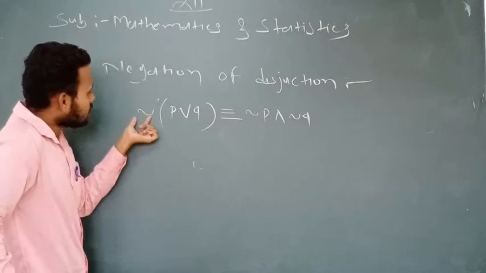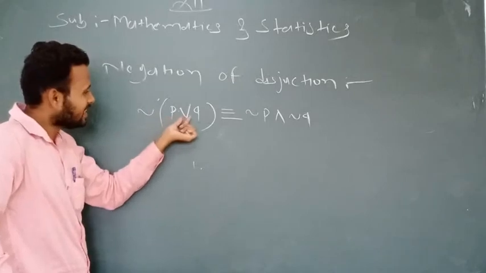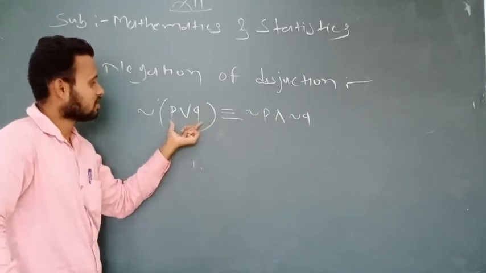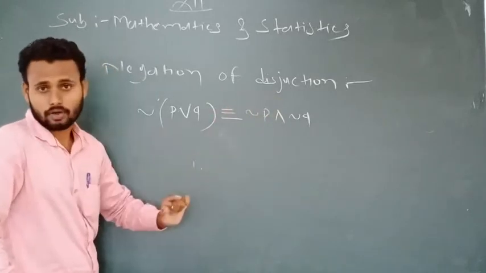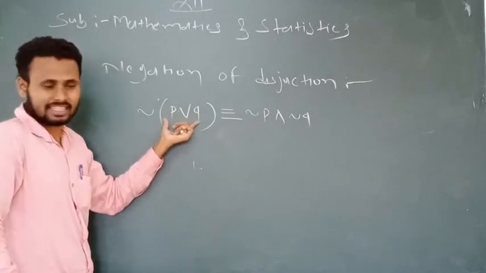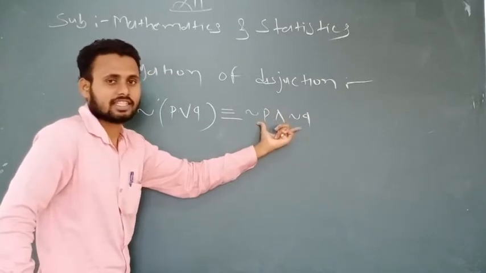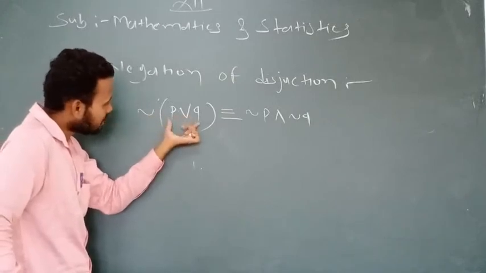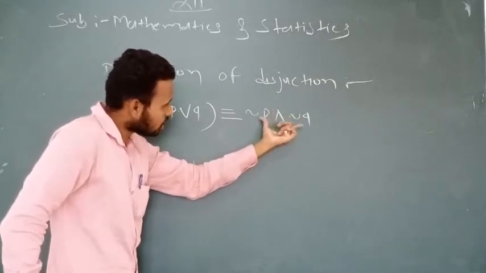It means the negation of a disjunction of two simple statements is the same as the conjunction of their negations. We need the conjunction of the two statements with both of their negations. The negation of a disjunction of two simple statements is the same as the conjunction of their negations.